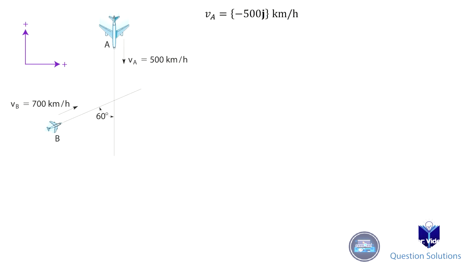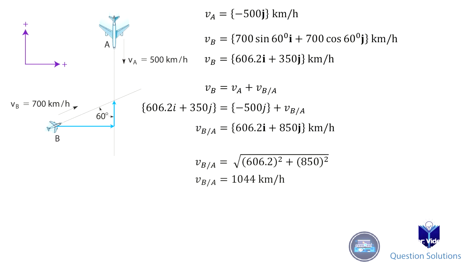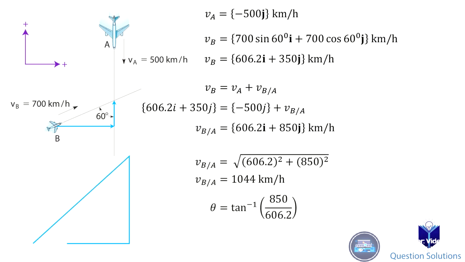For plane B, we see that its velocity can be written in terms of i and j. So we have 700 sine 60 degrees and 700 cos 60 degrees. Let's simplify it. Now we can use our relative velocity equation, keeping in mind that we are trying to find the velocity of plane B with respect to plane A. Let's plug in what we know. We can now find the magnitude. The angle can be found using tan inverse. Those are our answers.